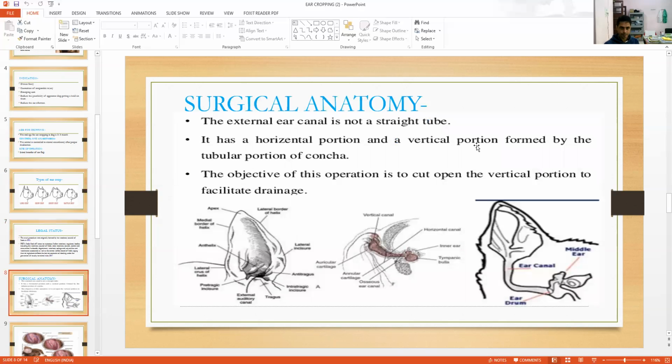Surgical anatomy: these are the ear canal, horizontal and vertical parts, the eardrum, and internally the tympanic bulla. This is the lateral crus. Mostly cropping is performed on this lateral border only. Don't go for the medial border. Always ear cropping is recommended through the lateral border.